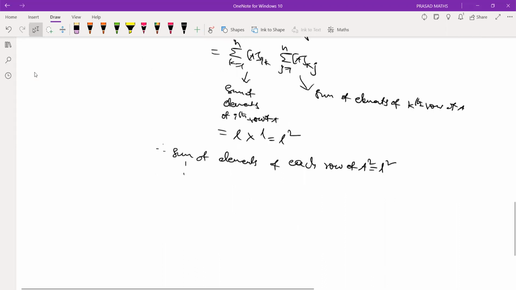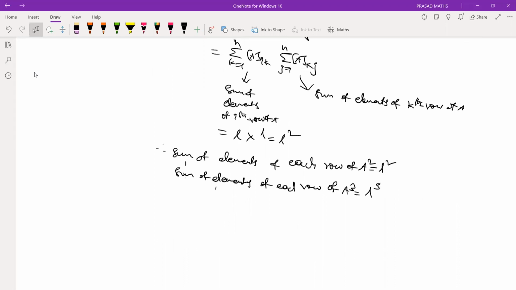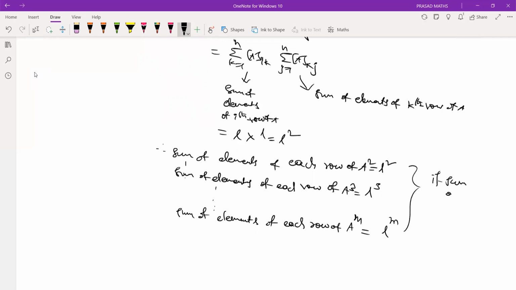Similarly, what is the sum of elements of each row of A cube? Anybody? L cube. So by induction, the sum of elements of each row of A power m is L power m, if the sum of elements of each row of A is L. So this is the formula for that.